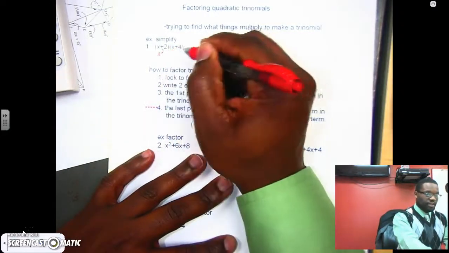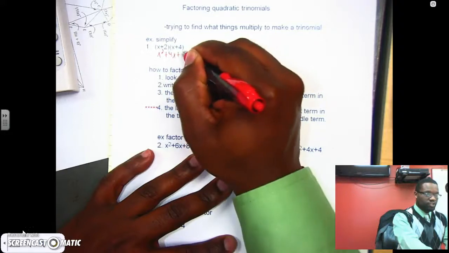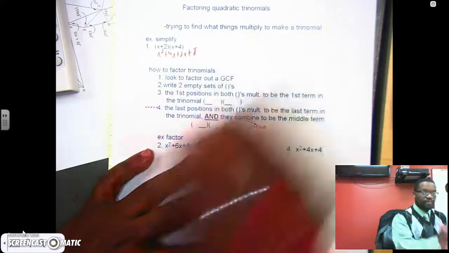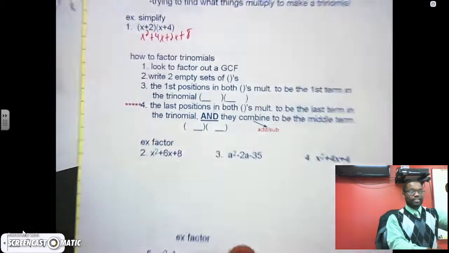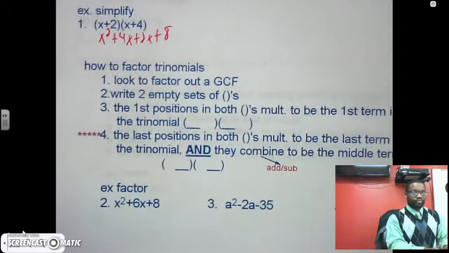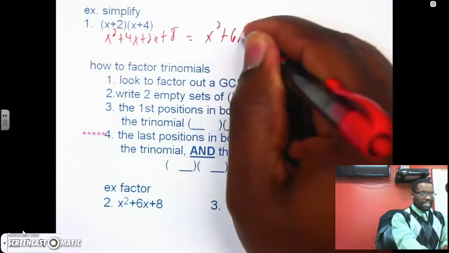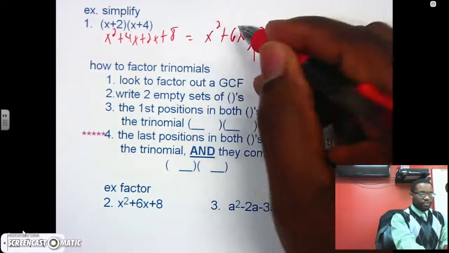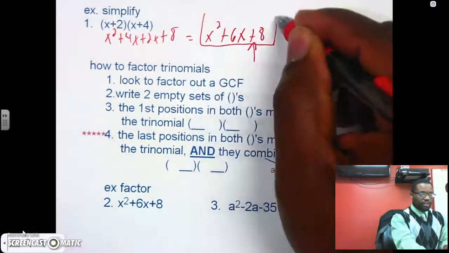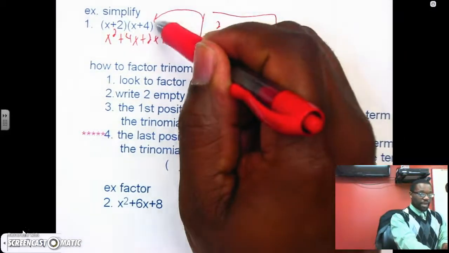This means FOIL. When I FOIL this, I get x squared plus 4x plus 2x plus 8. And when I combine those together, that equals x squared plus 6x plus 8. This is a trinomial. 1, 2, 3 terms. Today we're going to start here and try to work our way back.